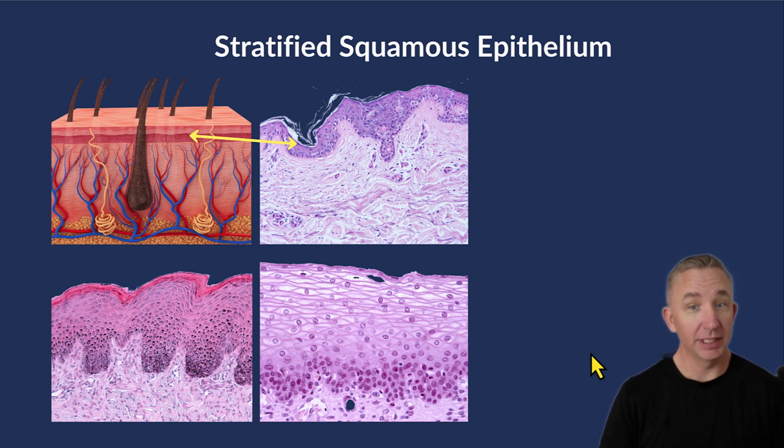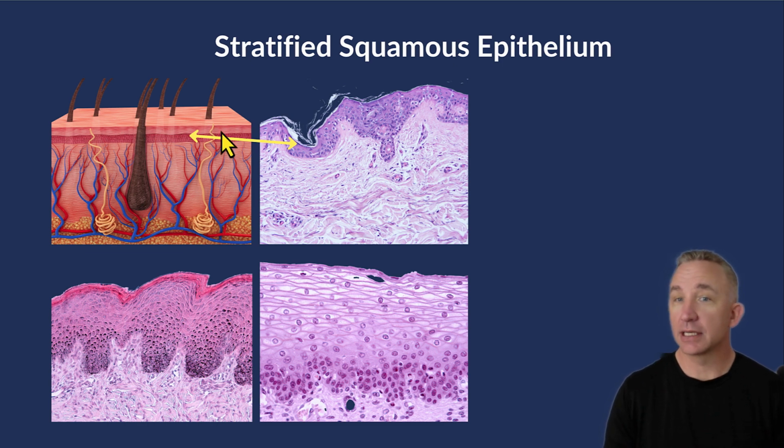Remember, stratified means two or more layers. As we start to learn the integumentary system first, we cover stratified squamous epithelium when we're talking about the epidermis. So this top layer, or superficial layer of the skin, the epidermis, that's the layer. The type of tissue is stratified squamous epithelium, one of our types of epithelial tissue.